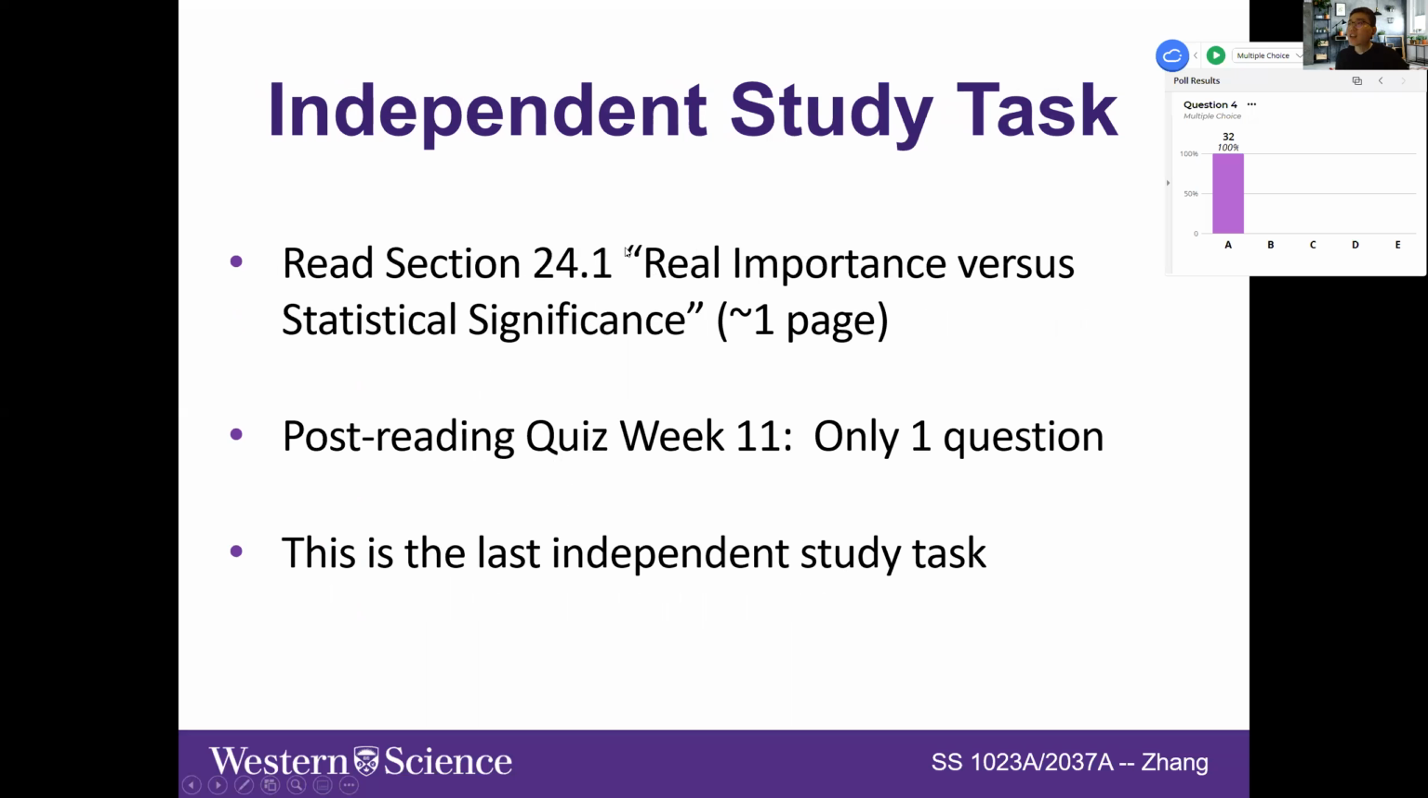I'll briefly talk about the independent study task. For this task, you will read a 1.5 page article, actually taken from the recommended book. It is about the comparison of real importance and statistical significance. It's very short, and I'm pretty sure you can read it very quickly. We have a one question quiz following up that article. And this is our last independent study task, which means we won't have any independent study task in the next lecture.